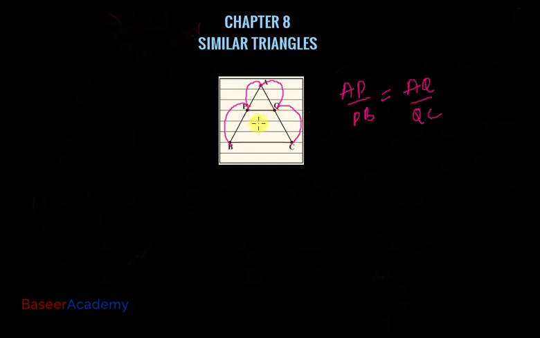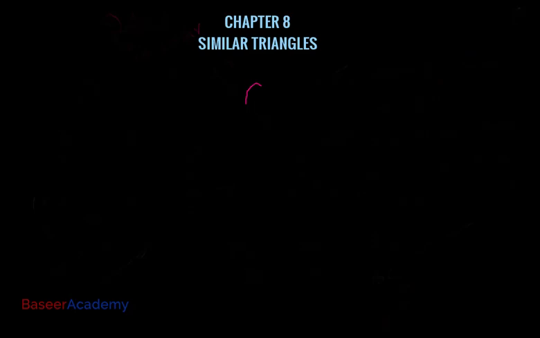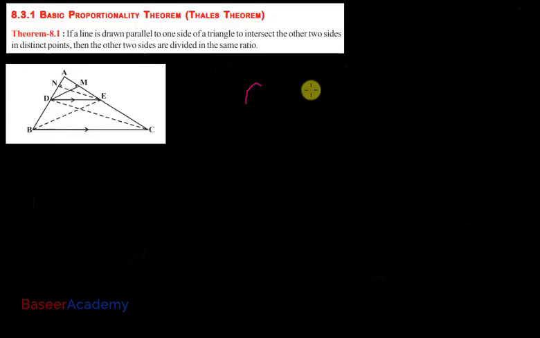So the basic proportionality theorem states that in a triangle, if you have a line parallel to one side of a triangle, then that line will divide the other two sides, AB and AC here, in the same ratio. That's the result of the basic proportionality theorem. Let us try to prove it now.